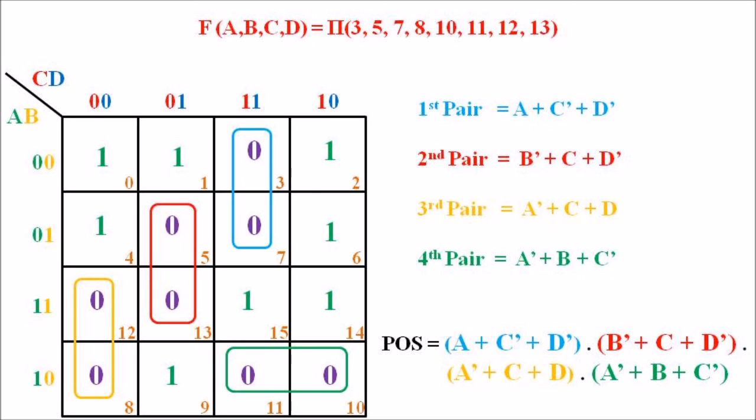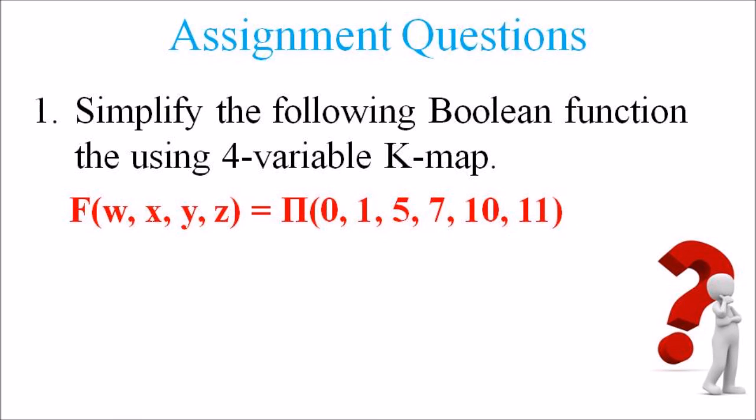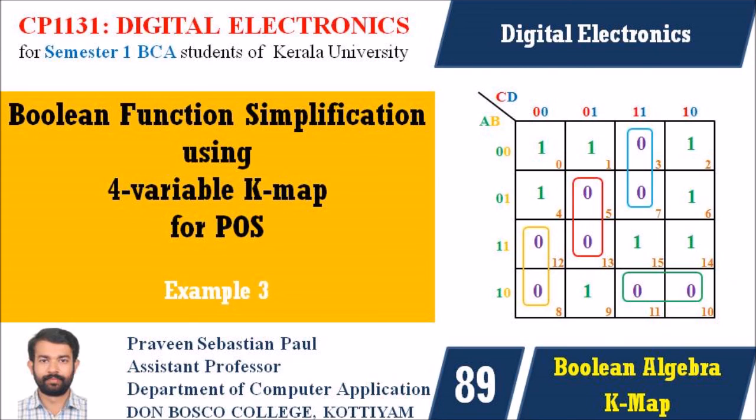Our assignment question is: simplify the Boolean function using a 4-variable K-map, where the function is f of w, x, y, z equal to pi of 0, 1, 5, 7, 10 and 11. In the upcoming lecture, we will discuss how to represent a logical circuit diagram for a POS representation.